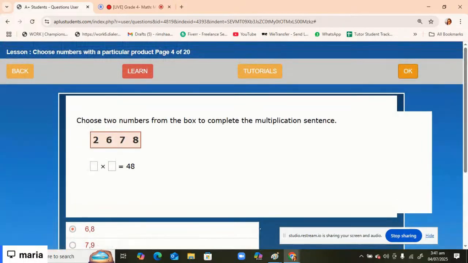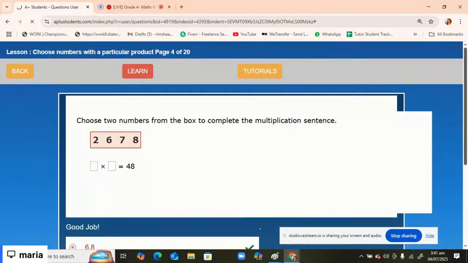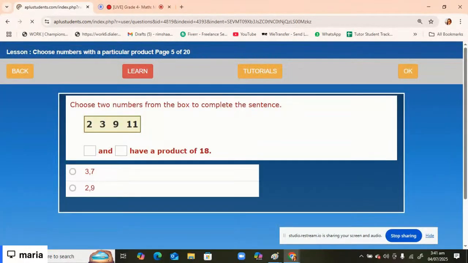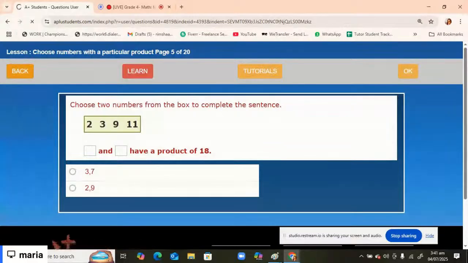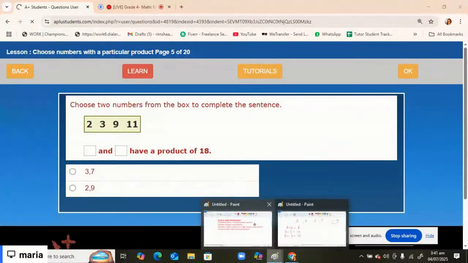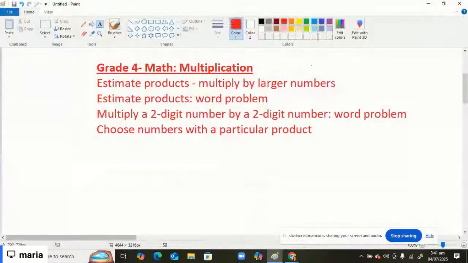Very well done, everyone. So this is the right answer. You guys understand this lesson as well. So today we discussed grade 4 maths. The chapter we discussed today is multiplication. Here is the list of lessons: estimate the products, multiply by large numbers, estimate products word problems, multiply two-digit number by two-digit number, word problems, choose numbers with the particular products.